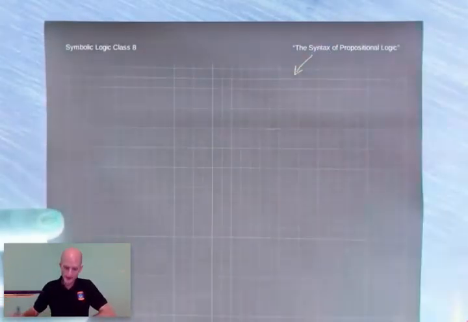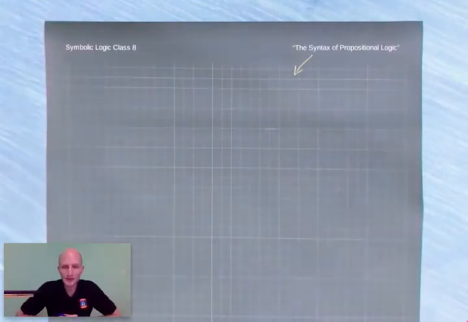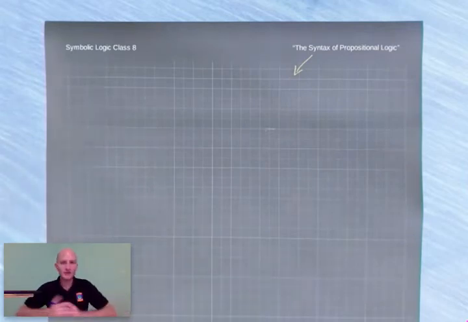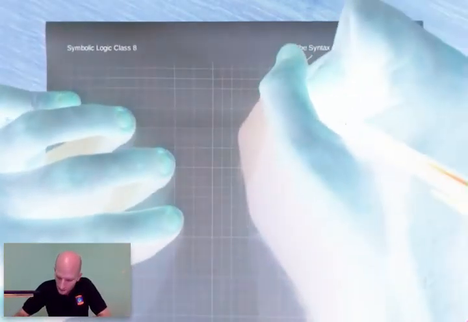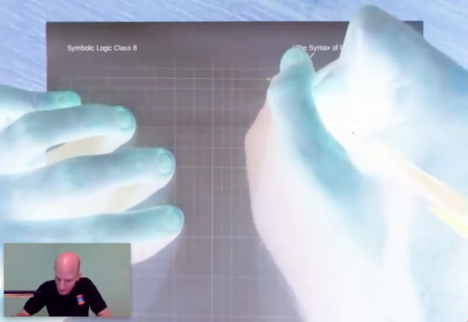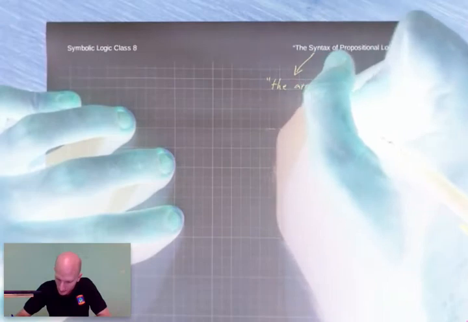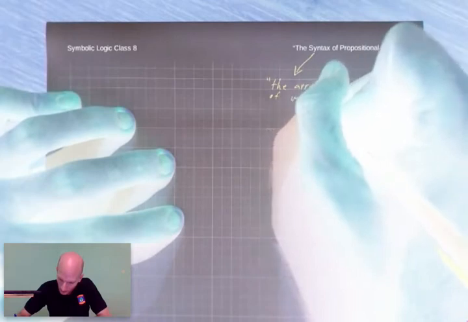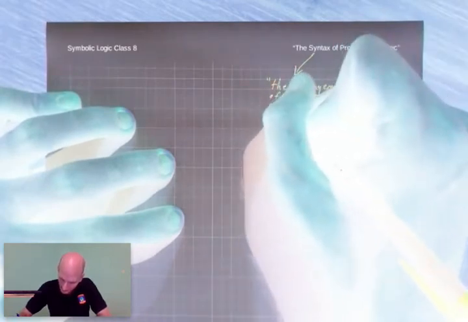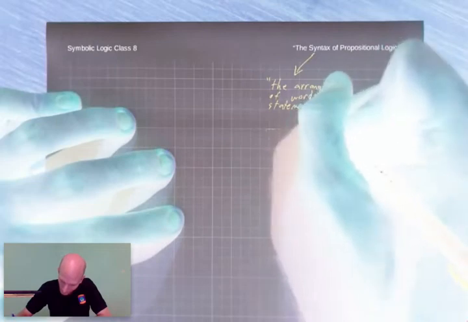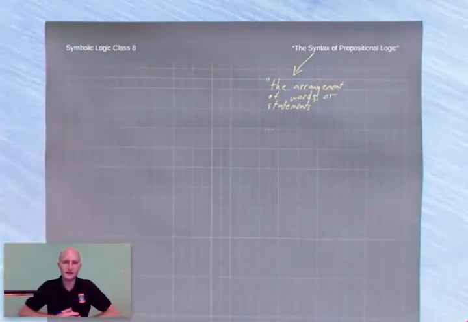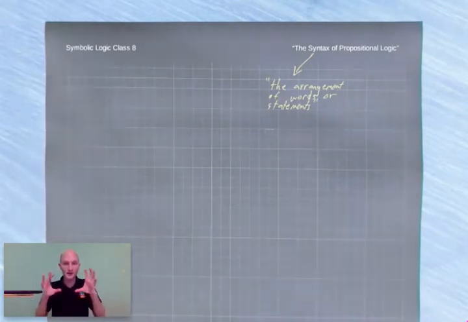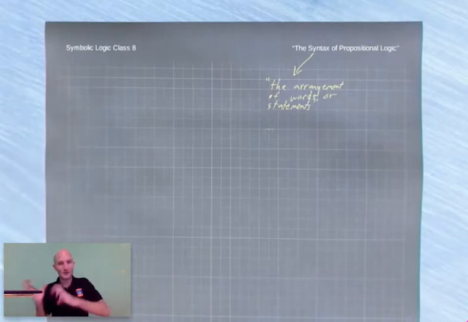So syntax, you've probably heard the word syntax in linguistics. Syntax is really just describing the arrangement of words or statements. Okay, another way to think of that is it's the way that words and statements are organized. So we're going to be looking at the organization of the words and phrases in propositional logic.